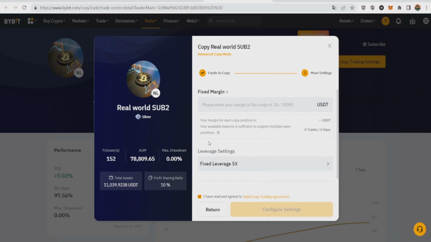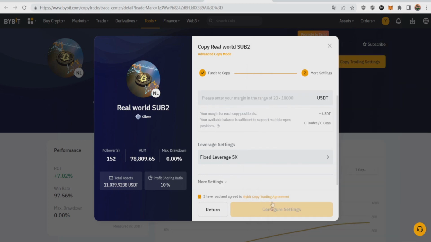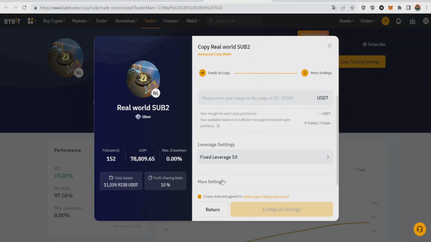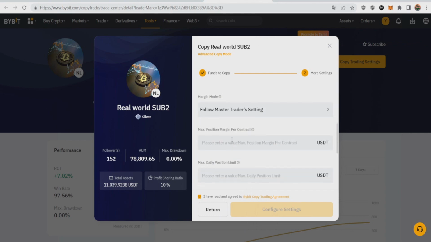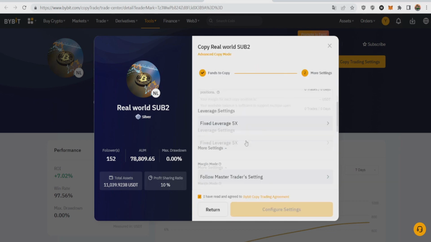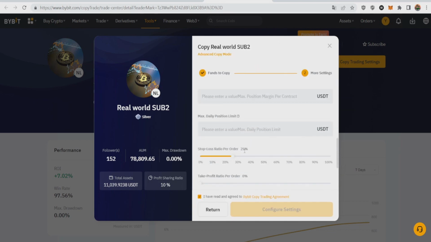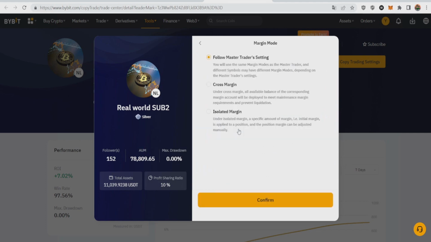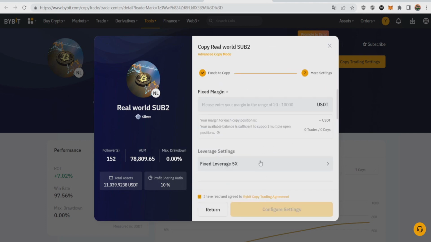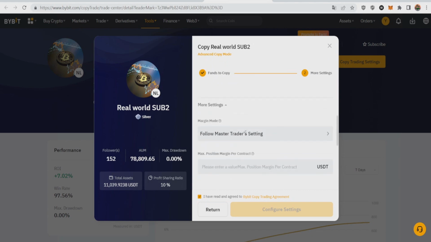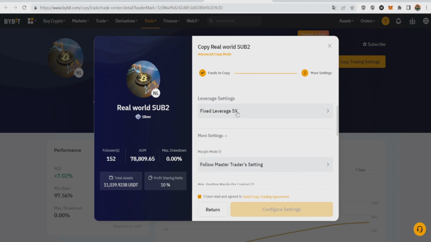So the next important thing is leverage settings and protections. Don't only go with the master trader. Listen, protect yourself. What you're going to do is set a fixed leverage yourself and set a stop loss per order. This is actually a really good protector for yourself. For the other setting, you can just choose margin mode, follow master trader setting. But really important: a stop loss per order to protect your profits from violent master traders, and a fixed leverage.